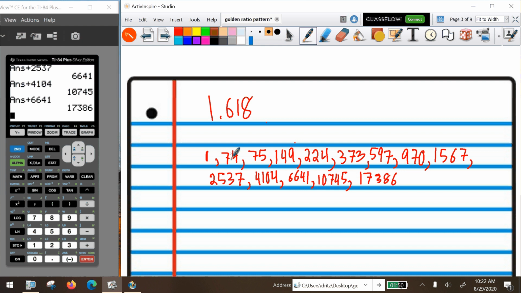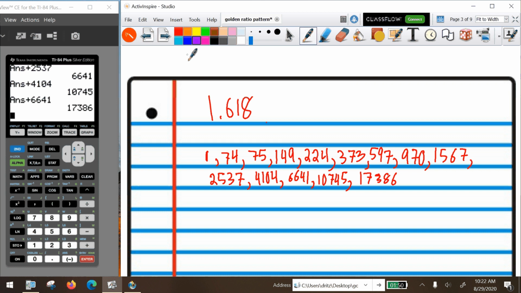So 1 plus 74 is 75. 75 plus 74 is 149. 149 plus 75 is 224. 224 plus 149 is 373. And so on. This pattern might be familiar to you. You may have studied it a little bit in middle school. It's not the exact Fibonacci sequence, but it is the way that the Fibonacci numbers are generated.